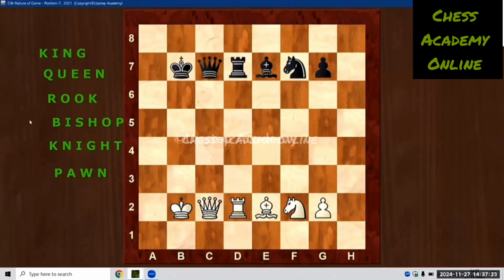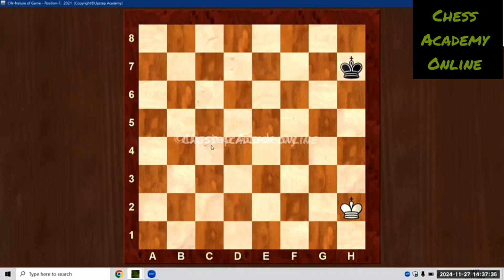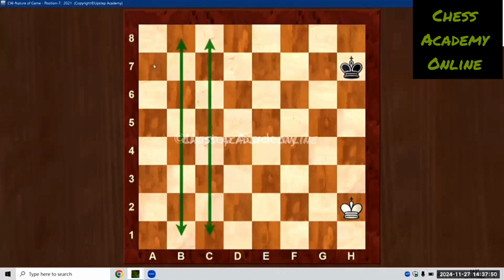So after learning all the names of the chess pieces, we must learn the types of lines on the chessboard on which all these chess pieces will move. So we have 3 types of lines. The first one is a standing line or vertical line which goes up and down, as you can see the green color arrow. So all the standing lines are called files.